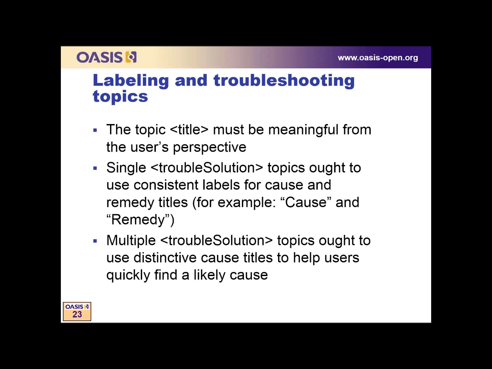Single trouble solution topics should use consistent labeling for cause and remedy. You saw that I chose cause and remedy for those labels. Your organization may have other preferences. But whatever you decide, I would encourage you to be consistent with it. For multiple trouble solution topics, once again, using distinctive cause titles really helps users quickly scan. Sometimes they may have a hunch or a notion about what the cause is when they go into the topic. And when you have multiple causes, putting labels on them helps them zero in on the one that their intuition tells them is likely.